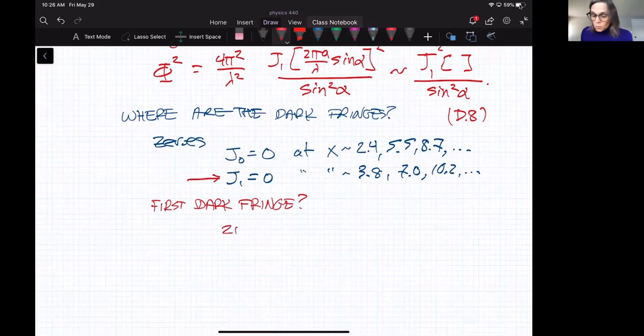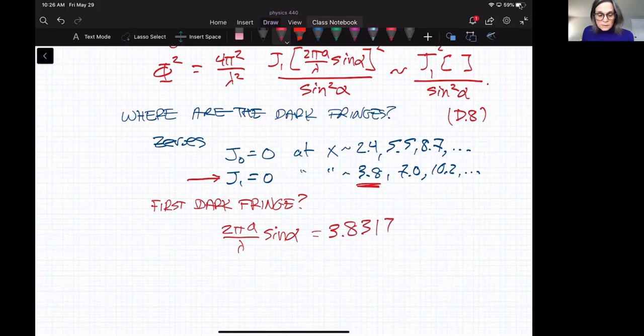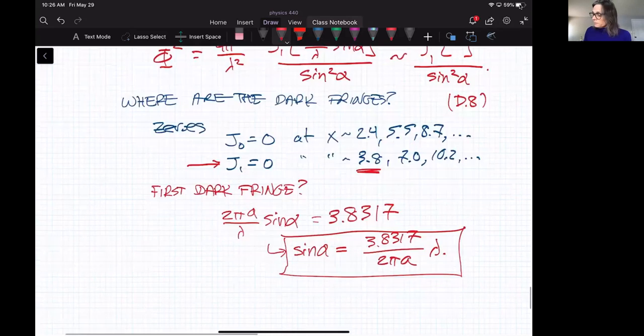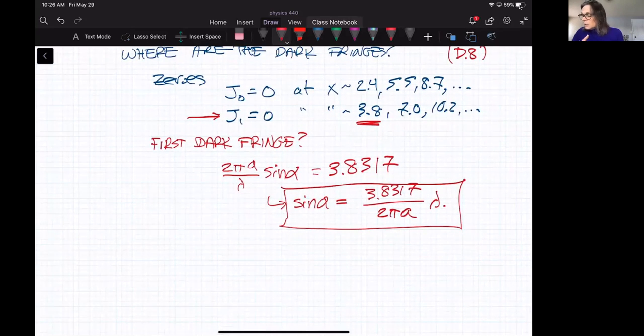So in that case, it's 2 pi a over lambda times sine alpha. That's the argument of J1 equals the value of x at which J1 first goes to 0, and that's, say, 3.8317. That means that sine alpha is equal to 3.8317 over 2 pi a times lambda. And if you think about it, without putting anything into the equation, that makes sense: sine alpha is proportional to the wavelength and inversely proportional to the aperture.